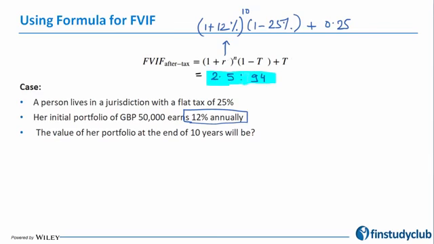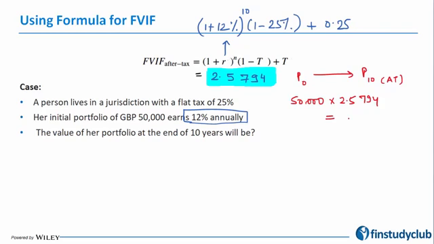This is only a multiple which denotes the relationship between the value of the portfolio at T0 and the value of the portfolio at T10 after tax. So if, let's say, your value was 50,000, you've got to multiply it by this number, 2.5794. Let's see how much we get into 50,000. I'm going to get 128,970.